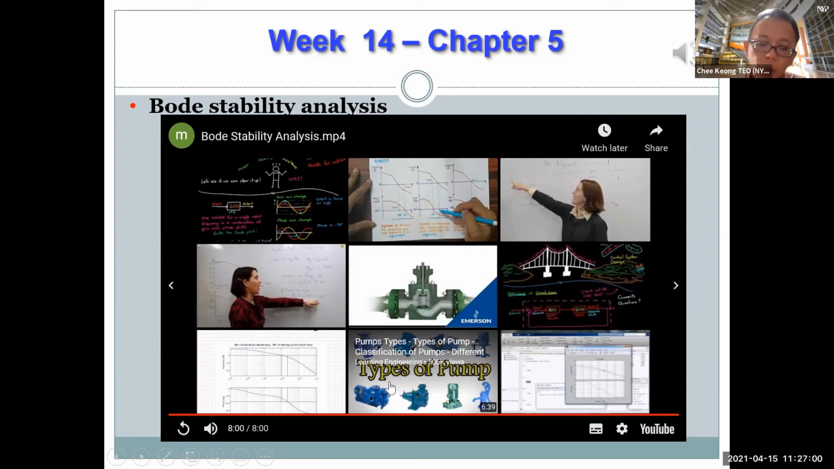But please ignore the root locus part because that is out of our syllabus. But if you are interested, you can come and look for me. I will explain to you. That is maybe the university level. So please don't worry about the root locus portion.